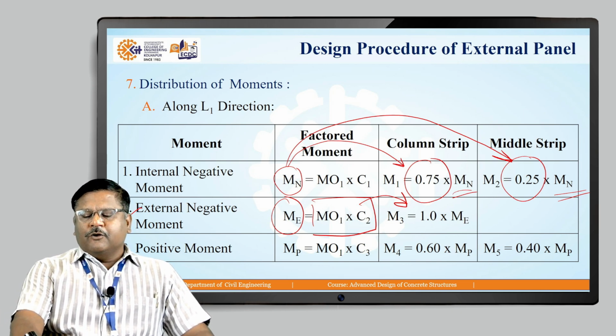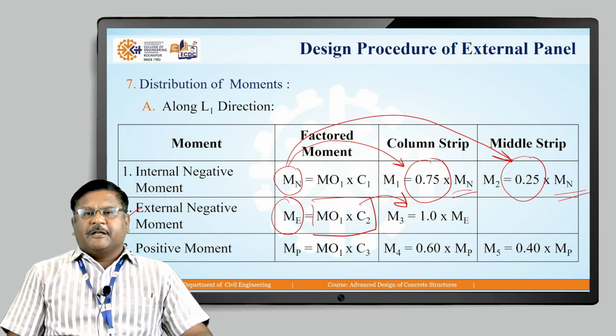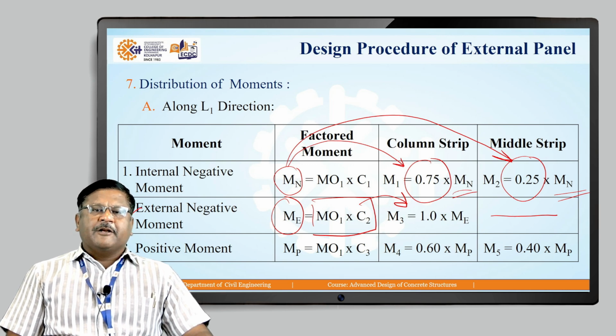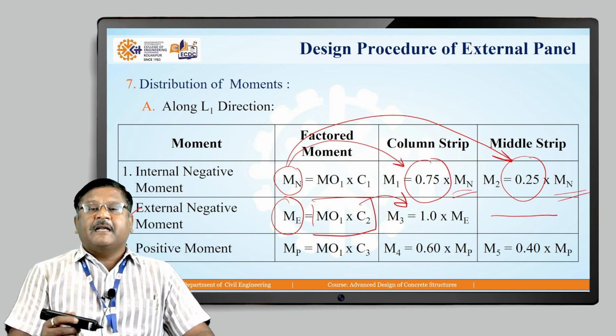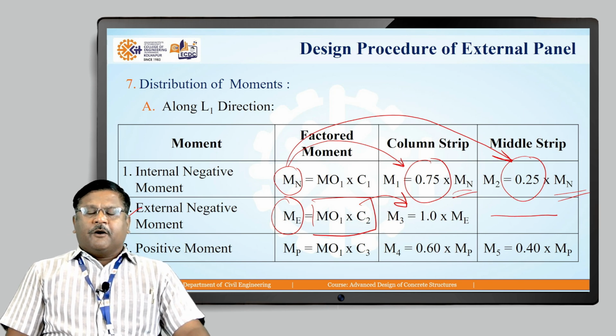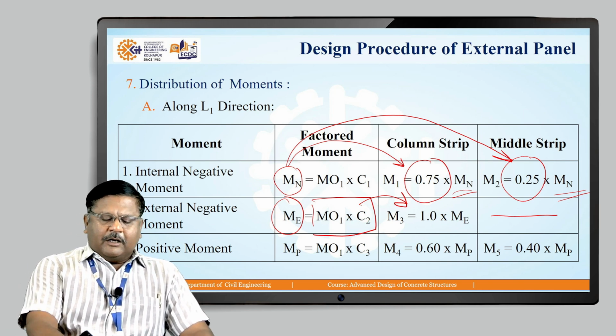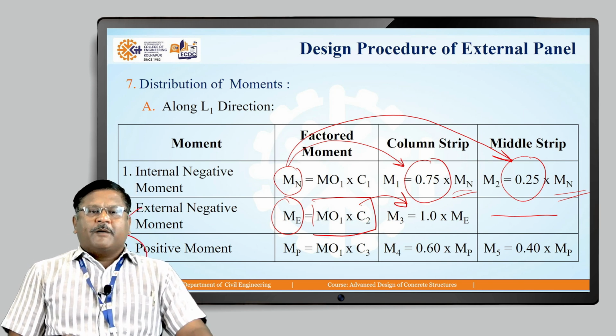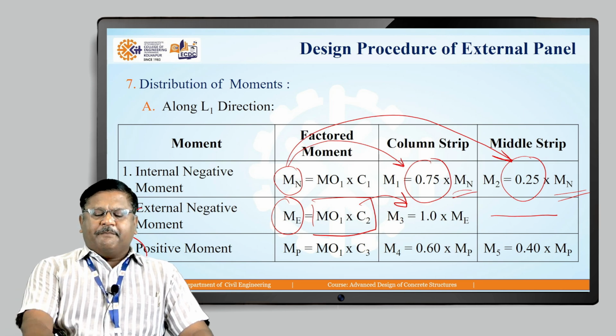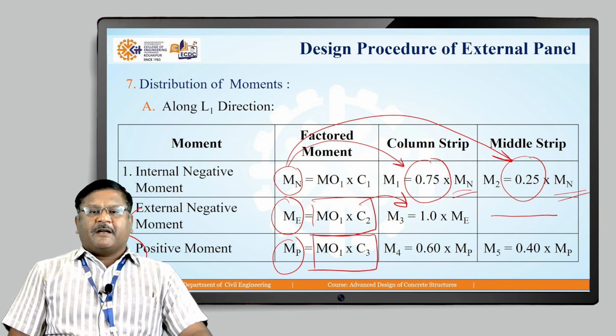There is no distribution in the middle strip for external negative moment. Whatever the moment is calculated, that total moment is acting on the column strip only. Third and last point is positive moment. The positive moment MP is calculated by using the equation: moment in L1 direction multiplied by C3 factor or C3 coefficient.